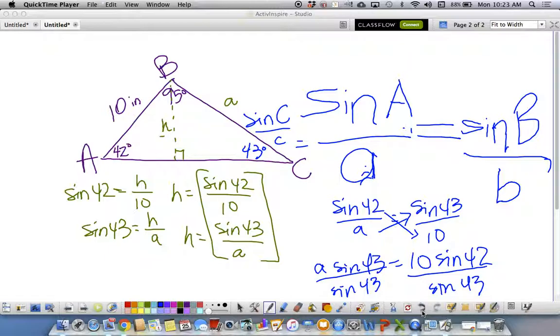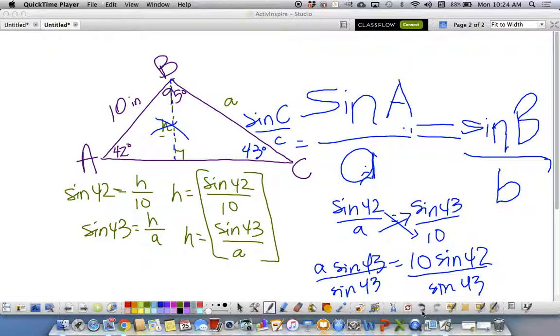I don't want to find H ever. I don't care at all about it. If you do A, it won't be a right triangle. I mean, it will be a 95-degree triangle, not a 90-degree triangle. If this dotted line is not there, that H, I don't care about. I don't ever want to find that height of that triangle.